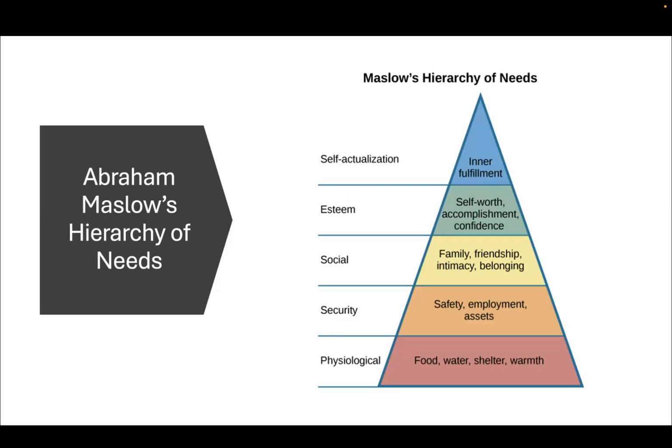The next level up from that are social. These are social needs, right? And that's having a family or friendship. This is intimacy. This is belonging. Our need for affiliation is in that social section there, smack in the middle. And we all need that. That's a very human need.